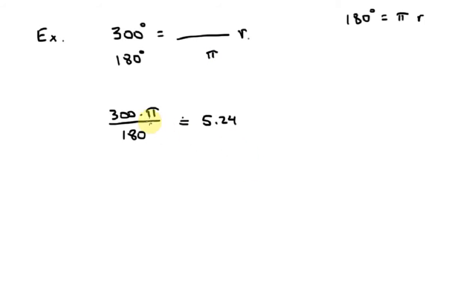Typically, though, they leave it as an exact number in lowest terms. So if I did want to simplify this, I could get rid of a 10 from the top and bottom. And then I got 30 and 18. Both of those numbers are divisible by 6. So I could write as an exact number 5 pi over 3 radians. So that is my exact answer.